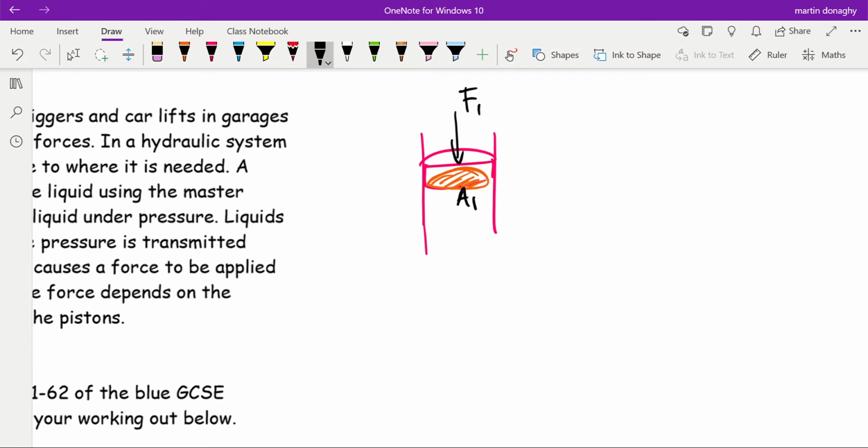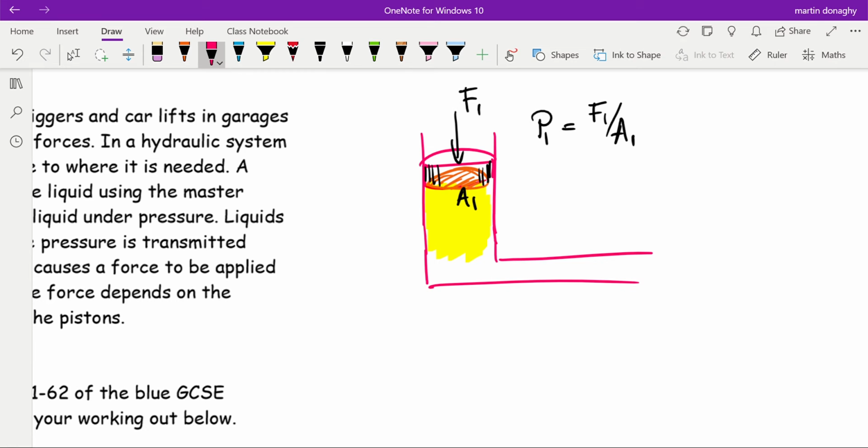And if we know the surface area of that little piston, we can then work out the pressure, which is F1 divided by A1. Now, that pressure, if we put a liquid in here, which is usually oil or something like that, will be exerted the whole way through that oil. And because it's not compressible, it means that if we push down on one side, we can feed that oil into another piston.